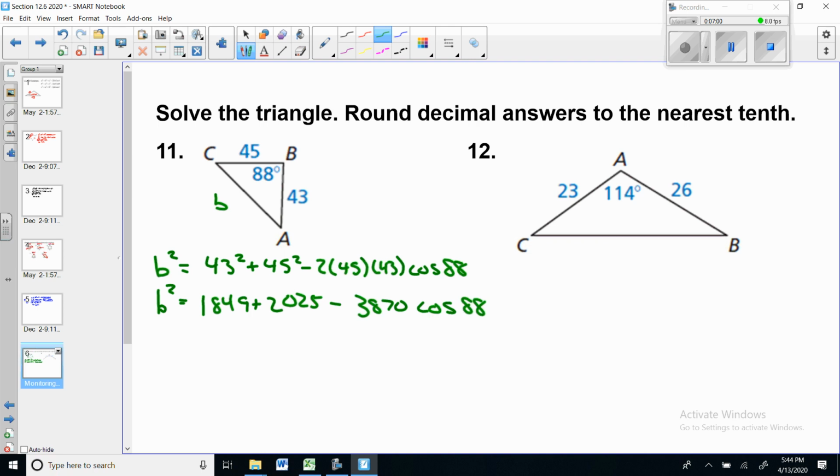So again, we're going to type it directly into the calculator, 1849 plus 2025 minus 3870 times the cosine of 88. The order of operations will do the 3870 times the cosine of 88 first. And that's going to let b squared equal 3738.94. I'm going to take the square root of that answer. And that is going to let b be approximately 61.15.